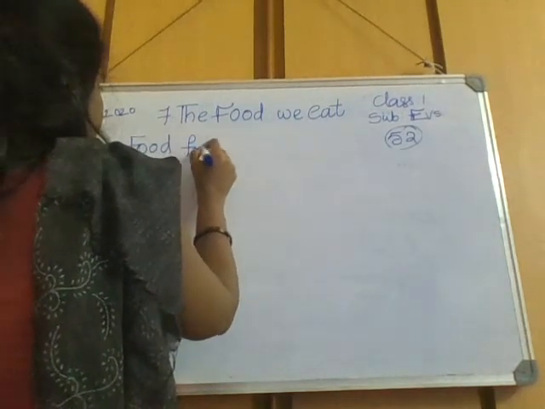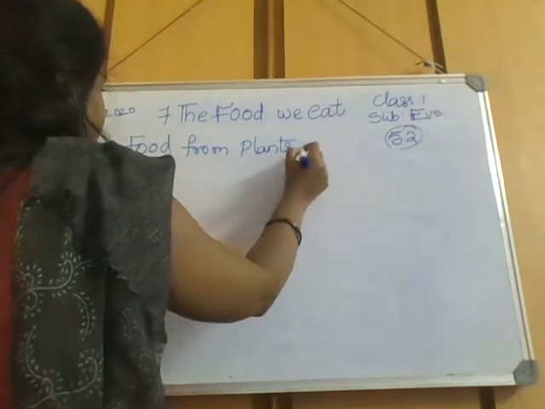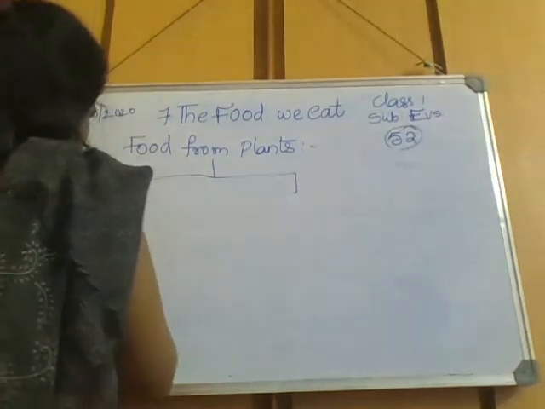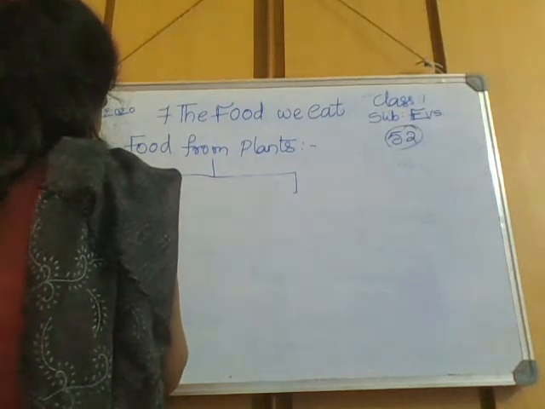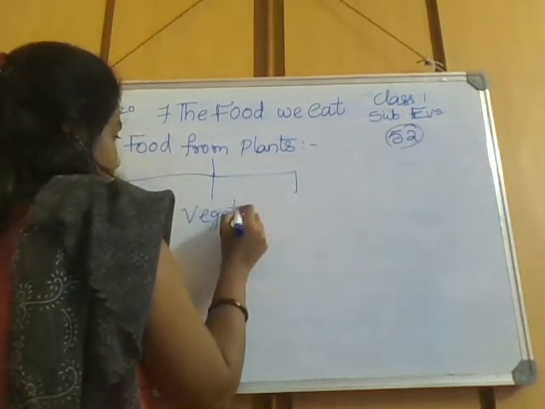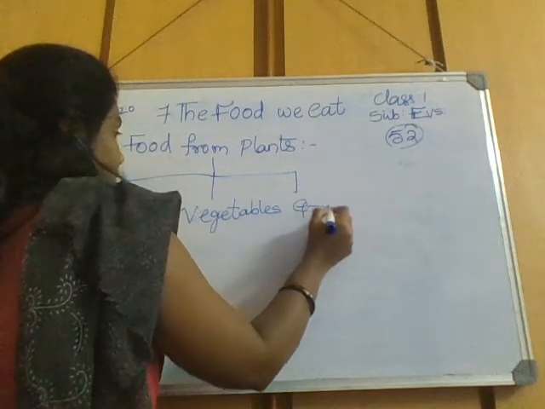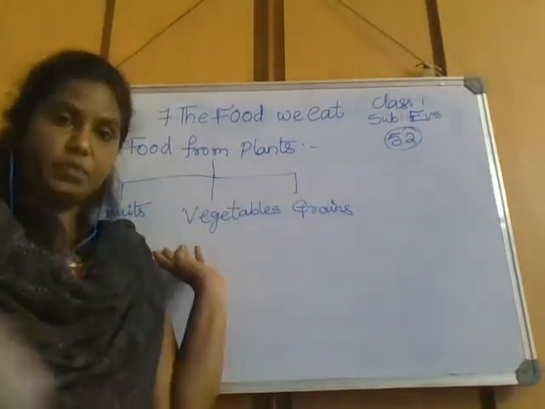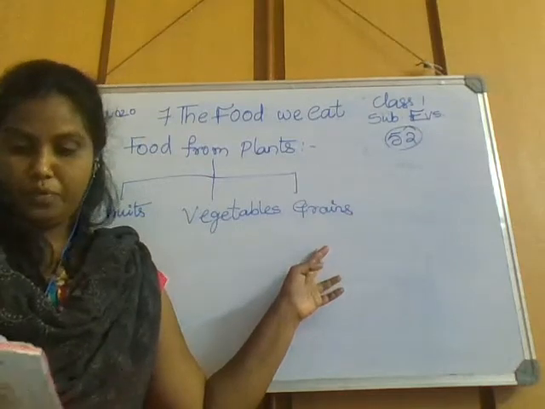Food from plants. Generally the food from plants is of three types. I said that is fruits, vegetables and grains, food grains. We will get all these things from plants. We will get fruits from plants, vegetables from plants and grains also from plants.